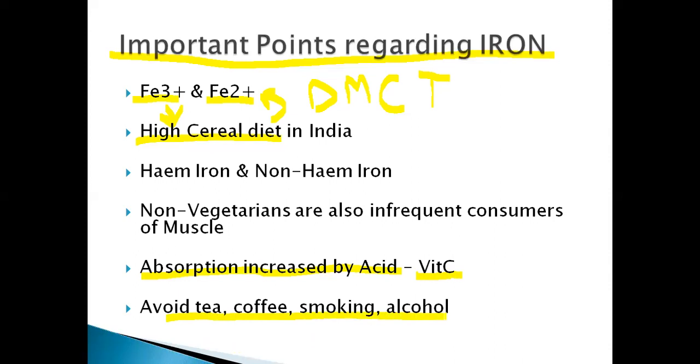Then there is a concept of heme iron and non-heme iron. Heme iron is the organic form of iron which is available in muscles. So obviously only non-vegetarians have that option. The vegetarians and the vegans don't have this option. Non-heme iron is the inorganic iron, that is the Fe3+ and Fe2+, which I talked about. But another important fact of our society is that even the non-vegetarians are infrequent consumers of muscle. Some may be due to socio-cultural practices, some due to religious beliefs, some due to the simple fact that the non-veg diet is too costly to be consumed on a regular basis.